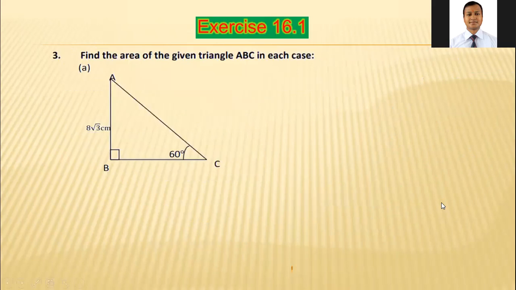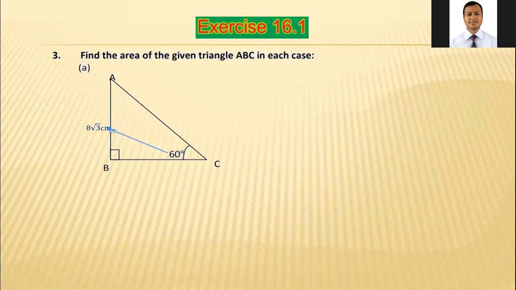Question number 3. Find the area of given triangle ABC in each case. One triangle ABC is given. In question number 3, there are 3 questions, 3A, B, and C. For that, this question is asked, and one angle as well as one side is given. Both sides are not given. Another angle is 90 degree. That means it is a right angled triangle. One right angled triangle is given to us, and in the right angled triangle, one angle is given to us, and one side is given to us. And let's discuss about it.